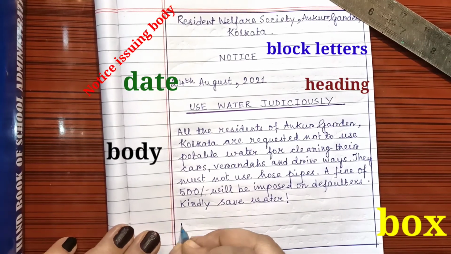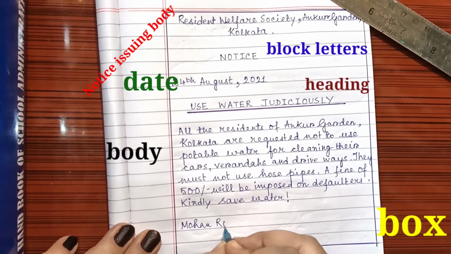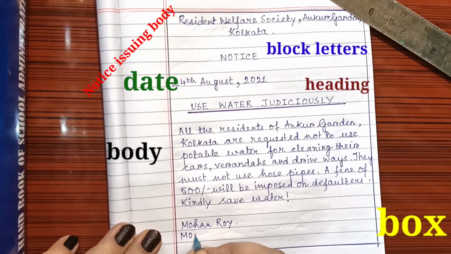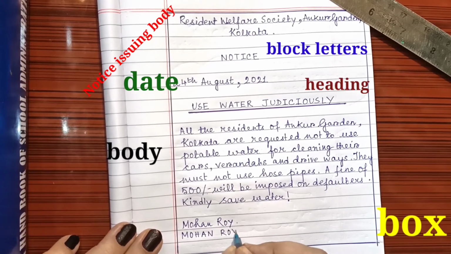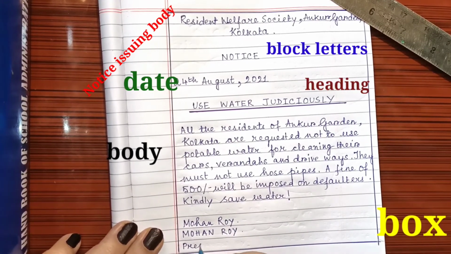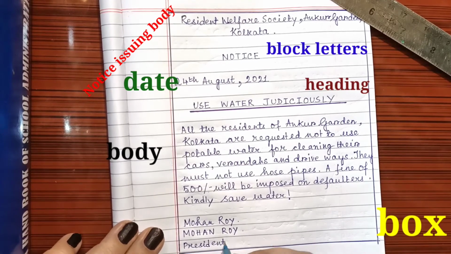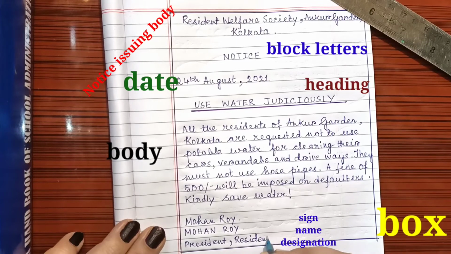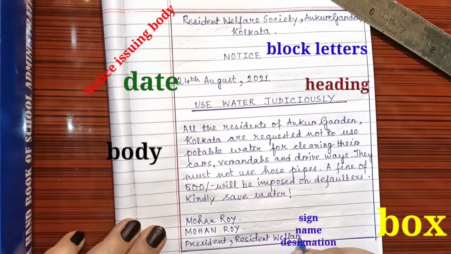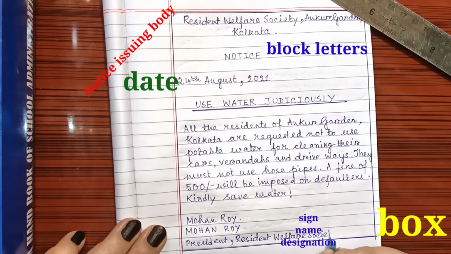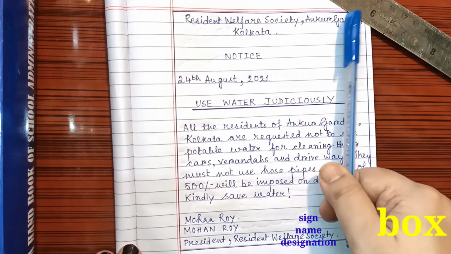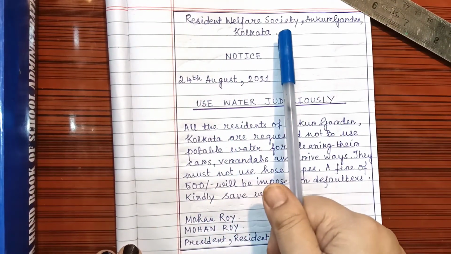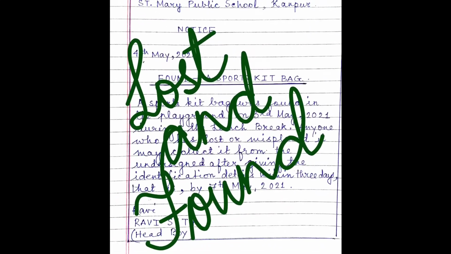After your body, leave another line and write down the name of the person who is issuing the notice. Here, Mohan Roy. I have signed as Mohan Roy. In the next line, I have written Mohan Roy in capital letters, and then I have mentioned Mohan Roy's designation. He is the president of Resident Welfare Society. I hope you have understood the first notice.